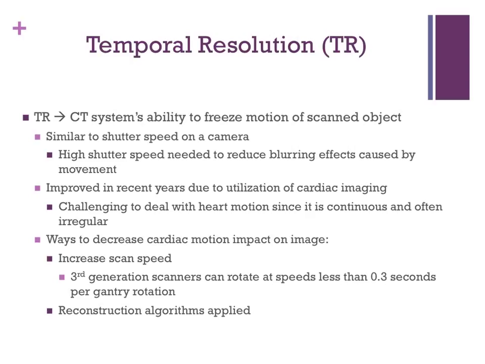The most straightforward way to decrease motion is to increase the scan speed. The third generation MSCT scanners can rotate at speeds of less than 0.3 seconds per gantry rotation. And even at these speeds, though, freezing the cardiac motion is still hard to achieve, so reconstruction algorithms are needed and applied.